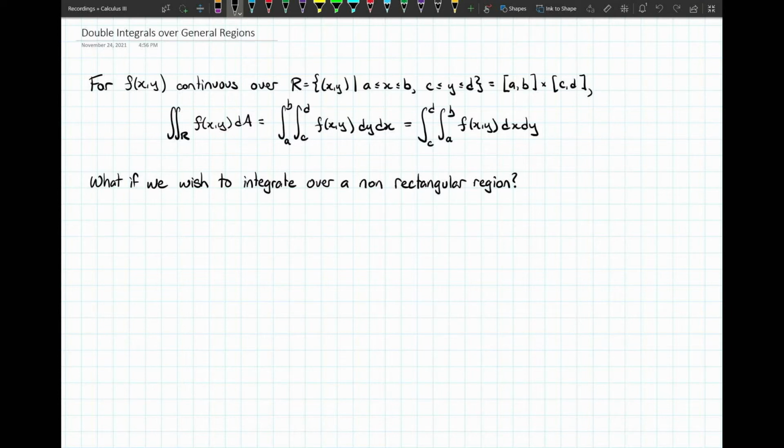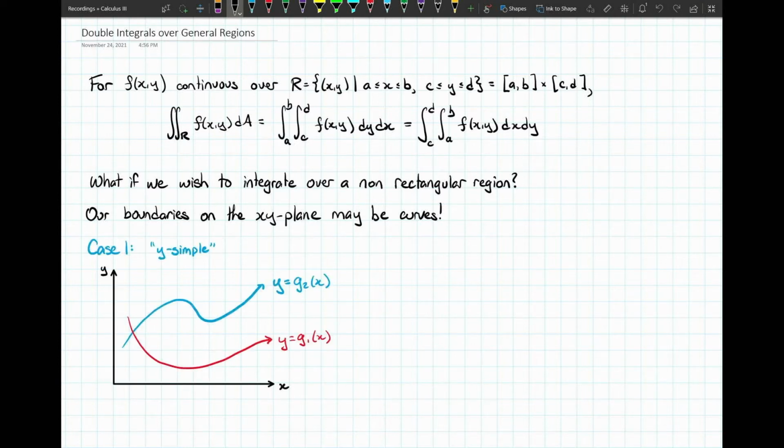Well, what if we wish to integrate over a non-rectangular region? What's going to majorly change here is that our boundaries are not going to be simply constants. Those are just vertical and horizontal lines on the xy plane. And this time around, our boundaries are actually going to be curves on the xy plane. Let's take a look at a couple examples.